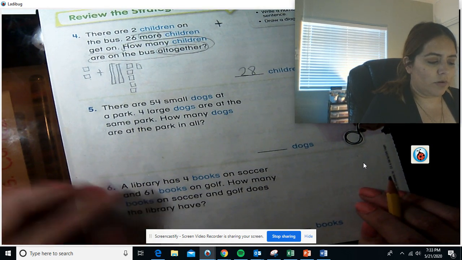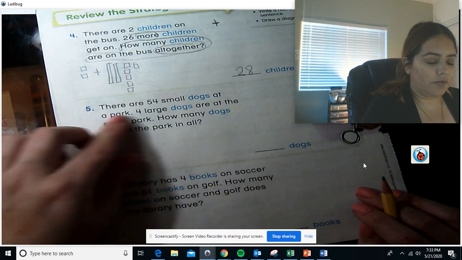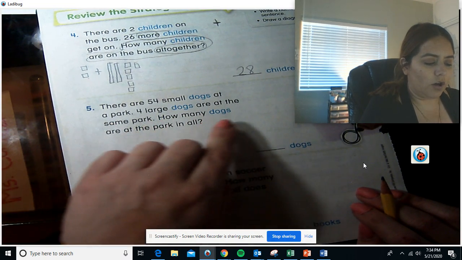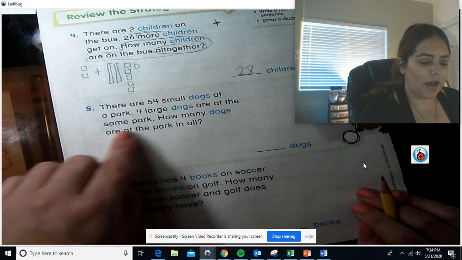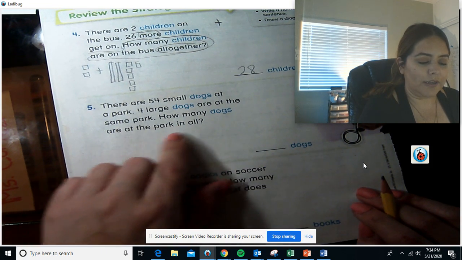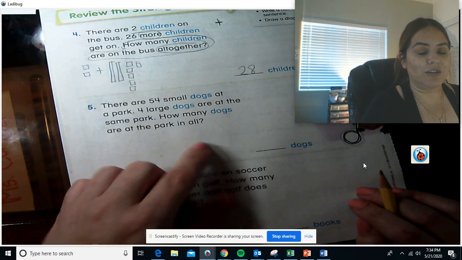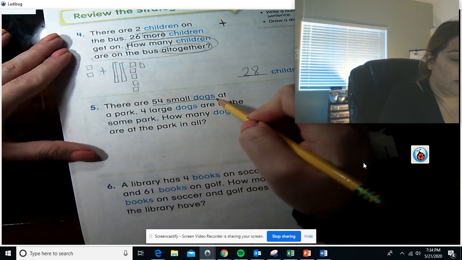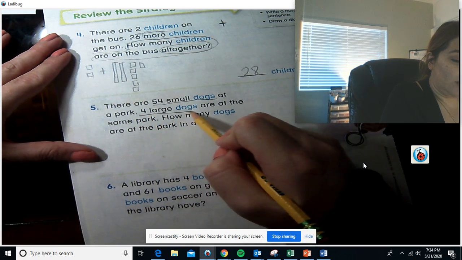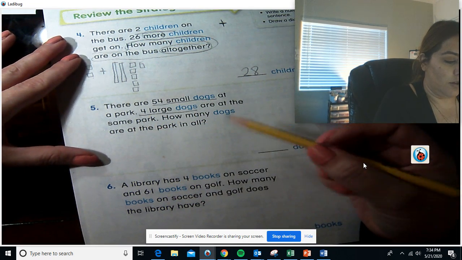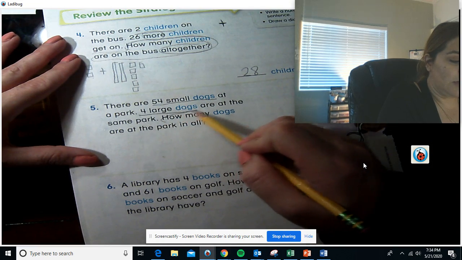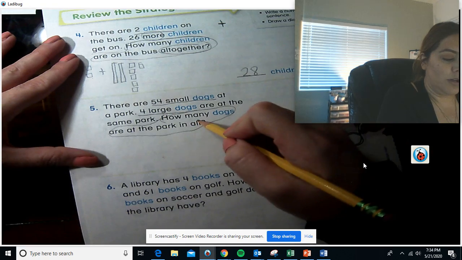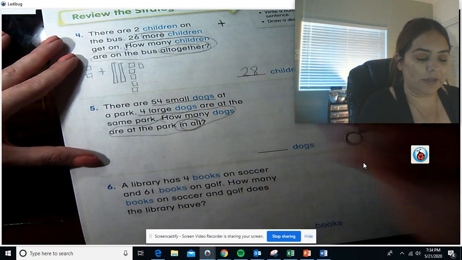Okay, let's try number 5. Number 5 says there are 54 small dogs at a park. 4 large dogs are at the same park. How many dogs are at the park in all? So what are we going to do with these numbers? There are 54 small dogs. 4 large dogs are at the park as well. How many dogs are at the park in all? Our keyword here is in all. We're going to add.